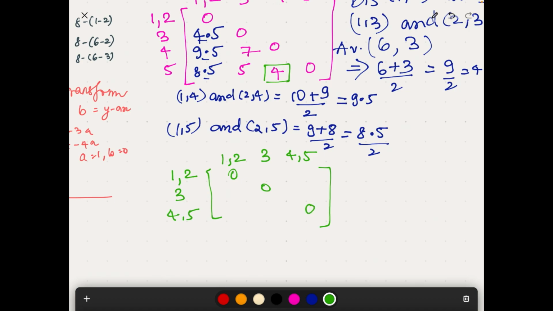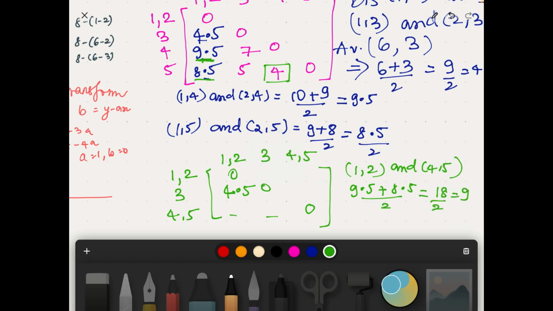Now I have to find all of these three values. But I already have the value of 1, 2 with respect to 3, that is 4.5, so there is no problem there. Now I have to find the value of 1, 2 with 5, 4. I'll take the values of 1, 2 with 4 and with 5 from here. That is 9.5 plus 8.5 by 2, which is 18 by 2, which gives me a 9. So the value is going to be 9 over here.